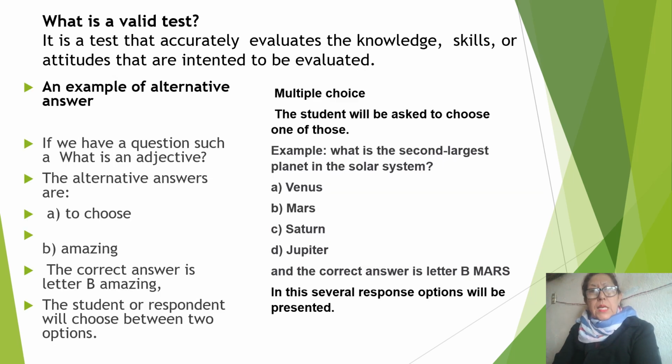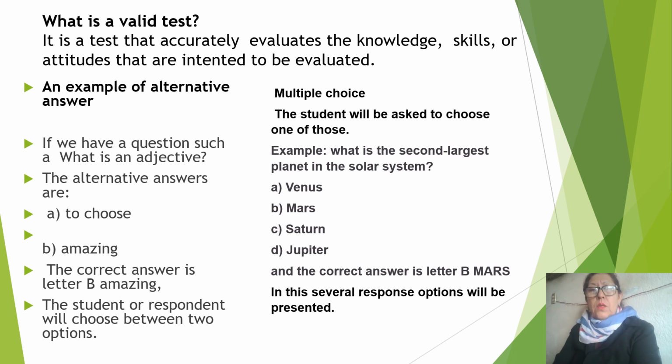What is a valid test? It is a test that accurately evaluates the knowledge, skills, or attitudes that are intended to be evaluated. An example of alternative answer: if we have a question such as what is an adjective, the alternative answers are letter A, to choose, and letter B, amazing. The correct answer is letter B, amazing.